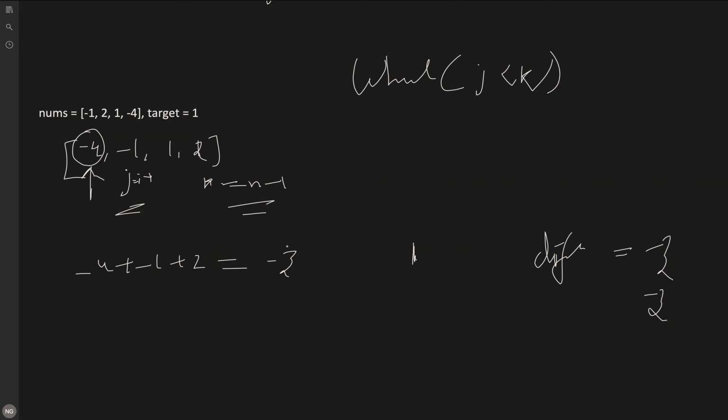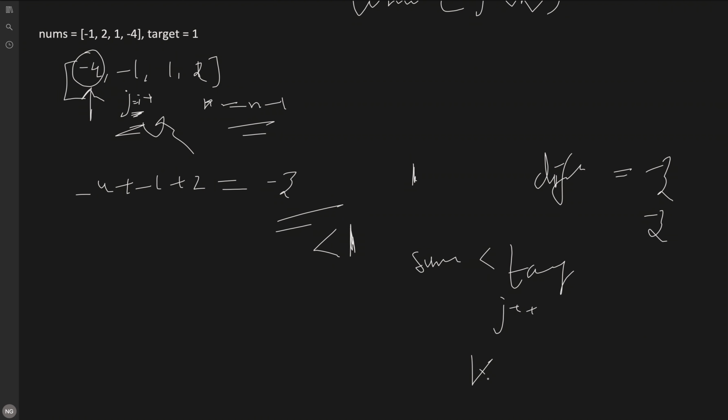Now if you see, this current sum is -3, which is less than the target, which is 1. So we need to increase the current sum so that it can reach towards the target. How do we increase the current sum? The j pointer is on the minimum value of our sorted data, so we can increase j over here. So if sum is lesser than the target, in that case we increase j by 1, j plus plus, otherwise we decrease k by 1.